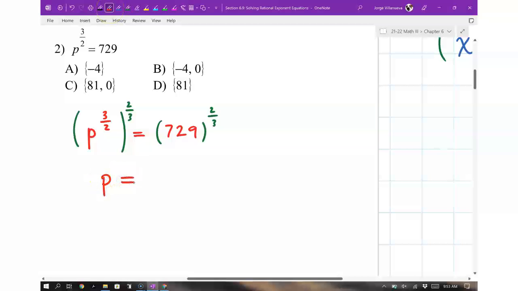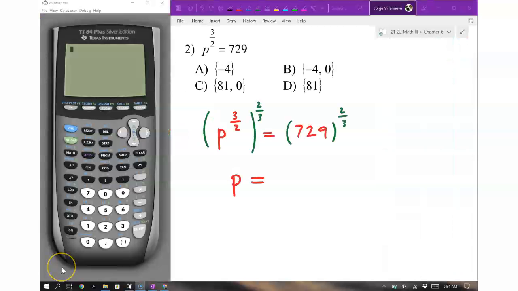So now you just need your calculator to do the next part: 729 to the 2/3. I'm going to type in parentheses, I always like putting parentheses, 729 to the power of 2 divided by 3, right? Remember, for you guys, it might be a fraction button. It's going to be different for everybody. I'm going to hit enter, and it says 81. And I'm done.